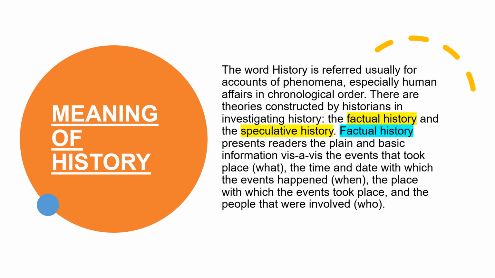So there are theories constructed by historians in investigating history: the factual history and the speculative history. Factual history represents to readers the plain and basic information, vice versa, the events that took place. So the question there is what? The time and date on which the events happened, when, the place at which the events took place, where, and the people that were involved. Who are these people involved in the specific events? Okay, so let's proceed to the next slide.